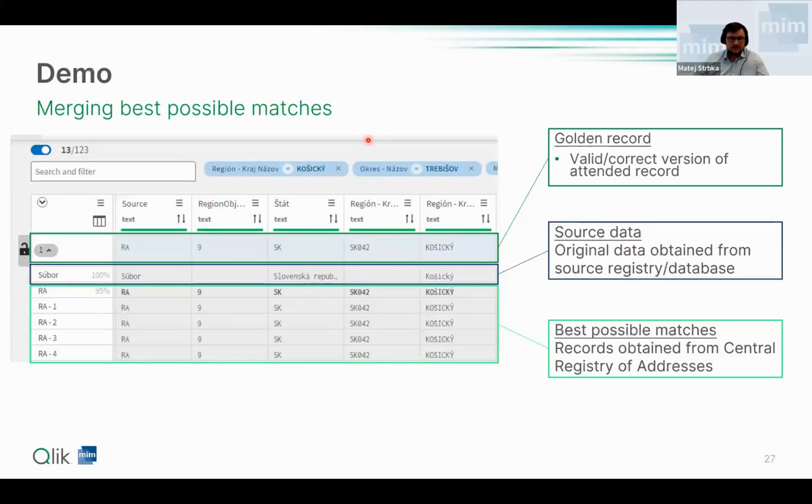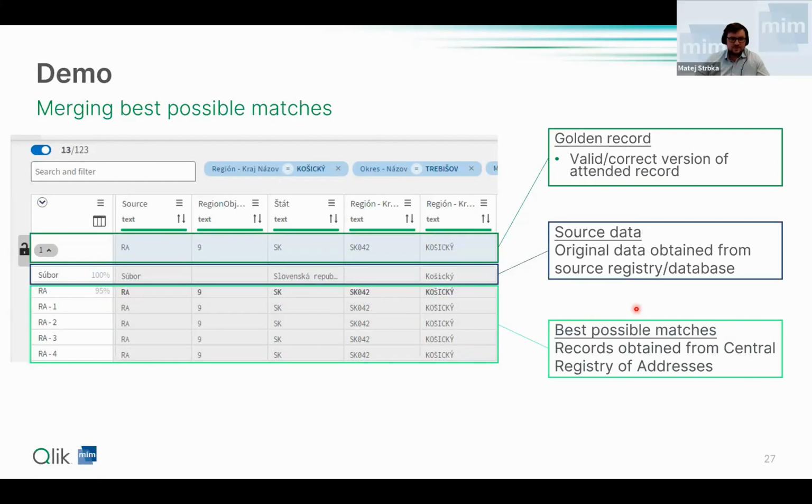So our campaign was merging. I'd like to just give an introduction to three basic terms: golden record, source data, and best possible matches. As I mentioned, we had some source data, which was the original data obtained from the Ministry of Education in Slovakia, and it was the address of schools.